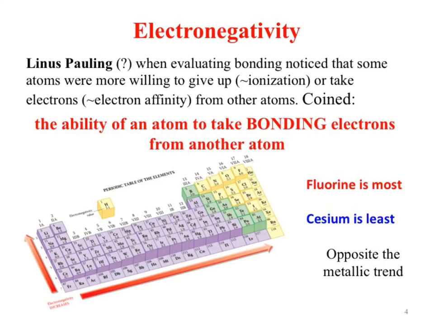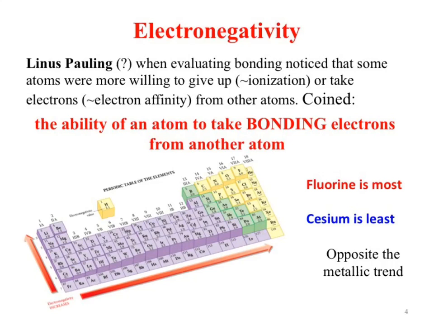Linus Pauling went through and started evaluating bonding, and he noticed some individual patterns associated with it. So in general, your metals became positive, your nonmetals became negative. He said, okay, there's got to be a reason behind why that's actually occurring. So he could go back to the ionization energy and the electron affinities and start to use that information to determine why one might be positive, one might be negative. So he coined this new term, electronegativity.